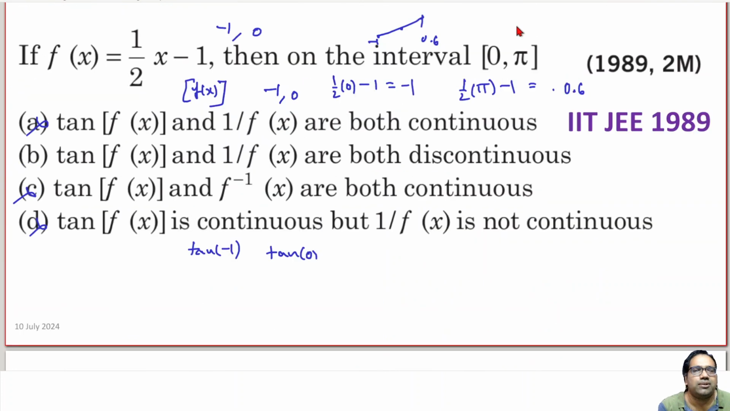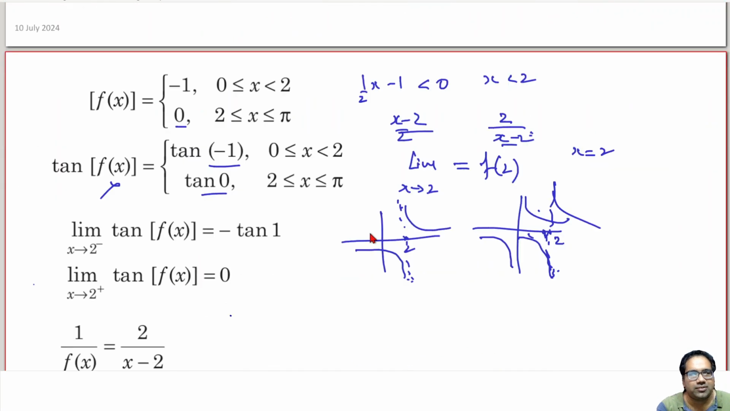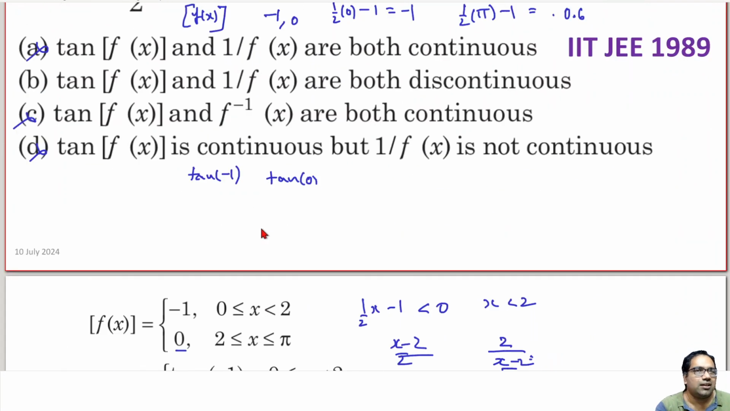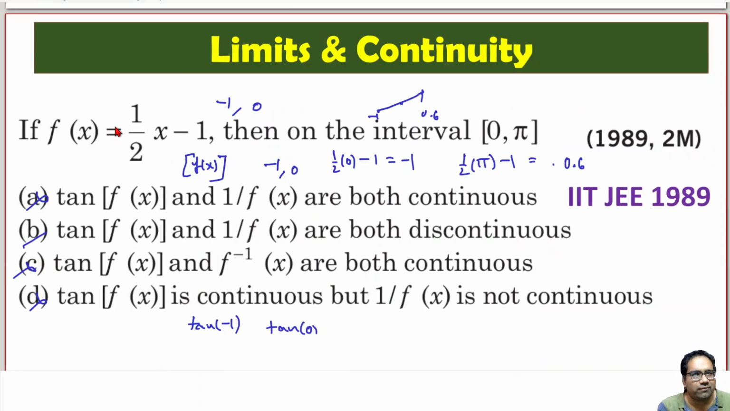Now here the question is about between 0 and pi. 2 is obviously between 0 and pi, because that is 0 and 3.1. So 1 by f of x is definitely discontinuous, right? Because at 2 it is breaking. So the correct answer is actually B. You can even verify f inverse x, but that is not needed. f of x is a linear function, and f inverse x is also a linear function. f inverse x is continuous, but tan of the greatest integer function of f of x is discontinuous. So that's why we have ignored the C part, and the correct answer is B.